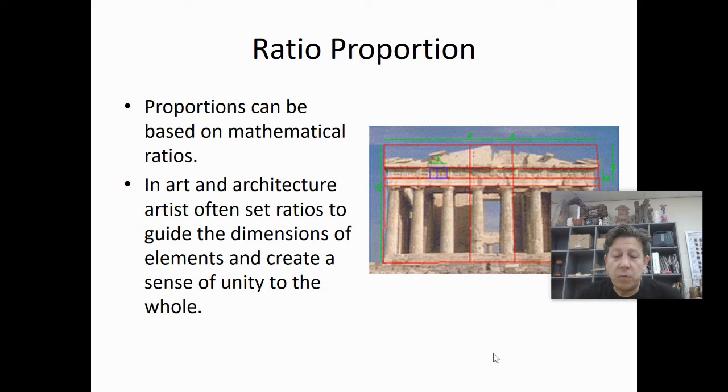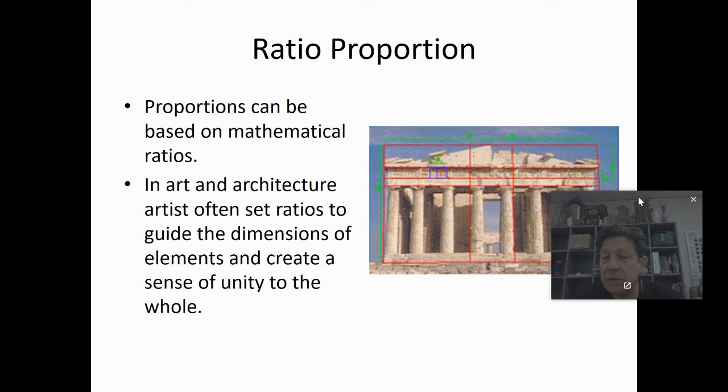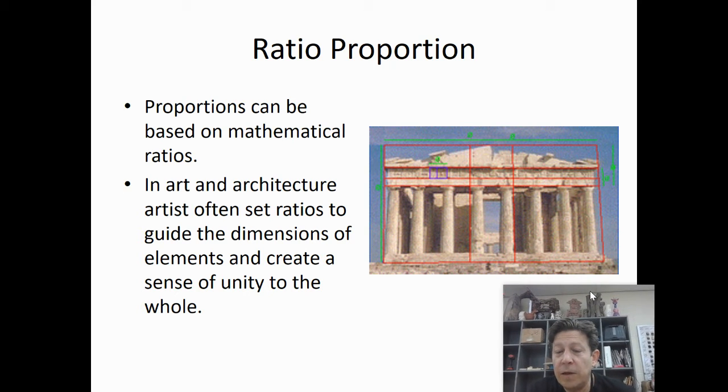We also have racial proportion, and racial proportion has to do with the relationship between height and width without thinking about it as a building block. So in this case, we have the front of a Greek temple. And it looks like the Parthenon. And what we can see there is that the height and the width have these red lines and green lines drawn around them. And that the kinds of decisions about how tall or how wide to make the front of this basilica had some kind of mathematical relationship in mind when the architect was drawing it up.